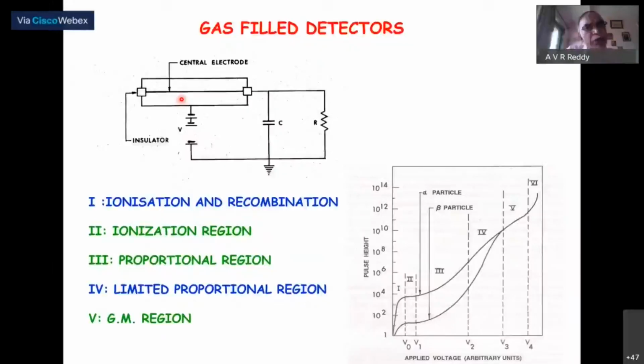Then these positive ions, because they are also moving, will be in an excited state. When they de-excite, they can produce a photon. That photon can interact at the anode surface by the photoelectric effect and produce another electron. This electron does not have any relation to the initial interaction of the radiation.